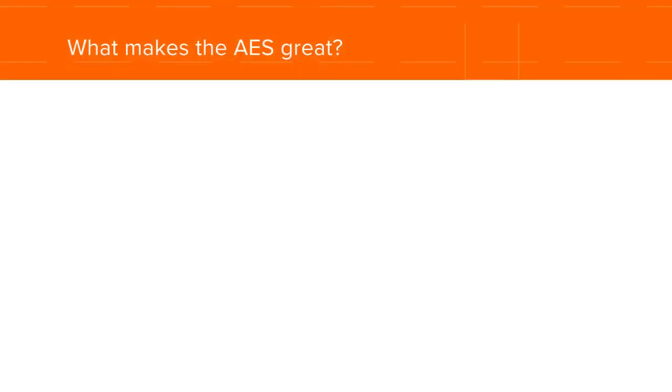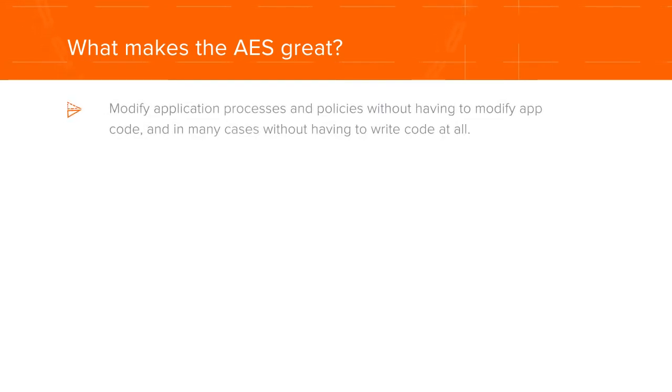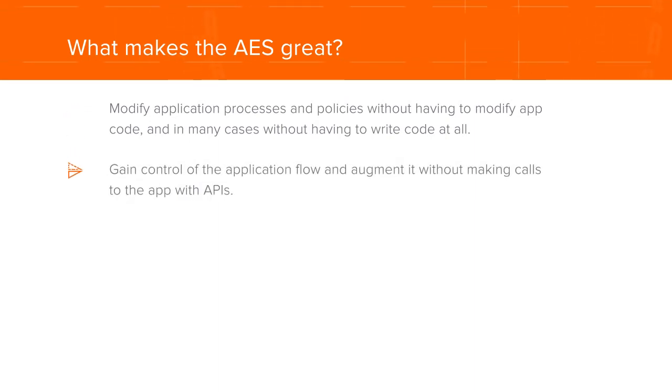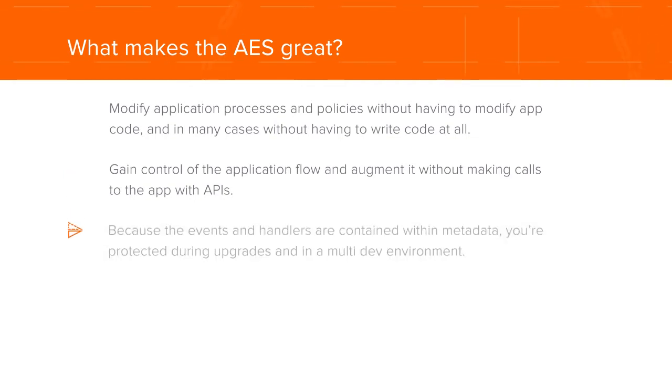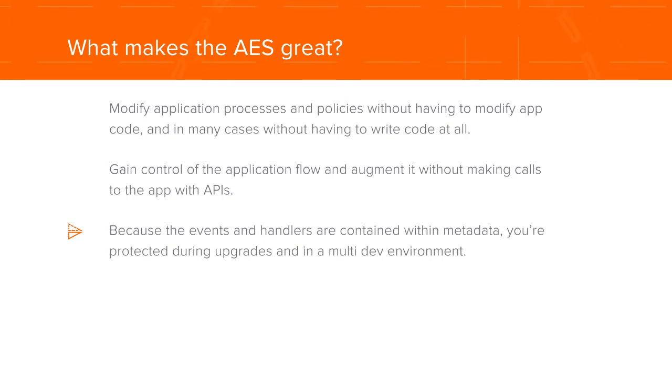Before we start, let's talk about what the Application Event System is and what we can do with it. With it, we can modify application processes and policies without having to modify app code, and in many cases without having to write code at all. We can gain control of the application flow and augment it without making calls to the app with APIs. And because the events and handlers are contained within metadata, you're protected during upgrades and in a multi-dev environment.